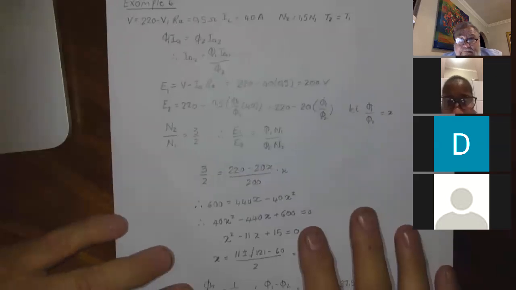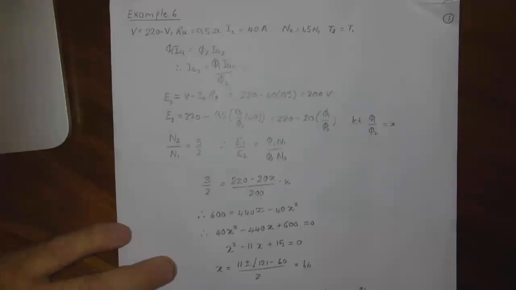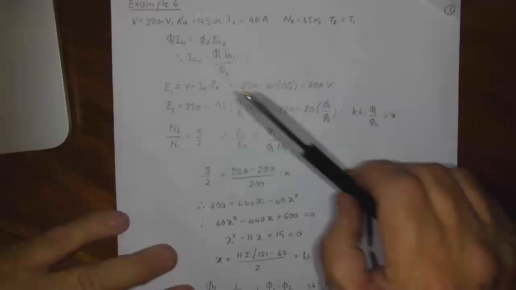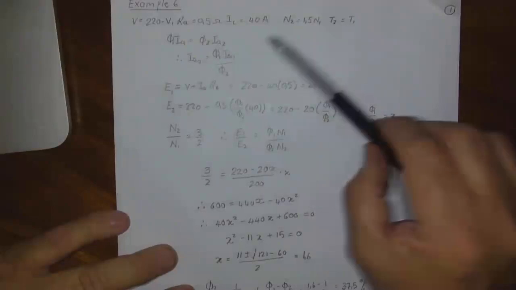Now, if we look at number 7, for example, it says there's a 220 volt DC shunt motor with the resistance of the armature being 0.5, takes a load current of 40 amp, and the second speed is 1.5 times the first speed, and the torque remains the same. So with the torque remaining the same, we have that IA2 is flux 1 over flux 2 times IA1.